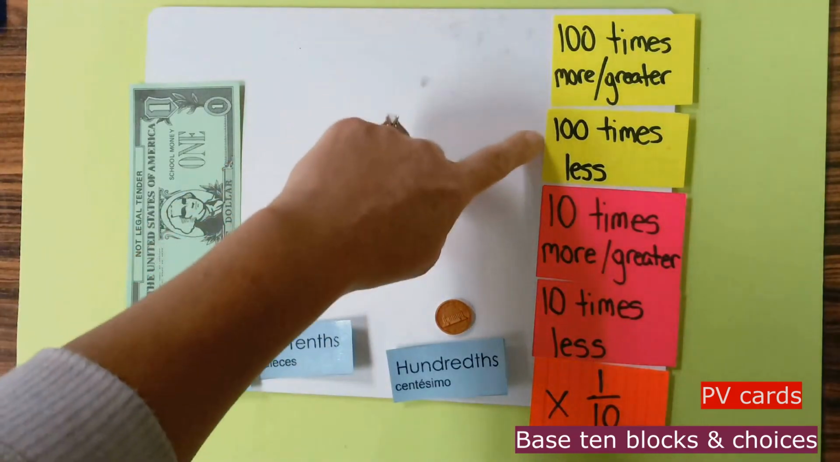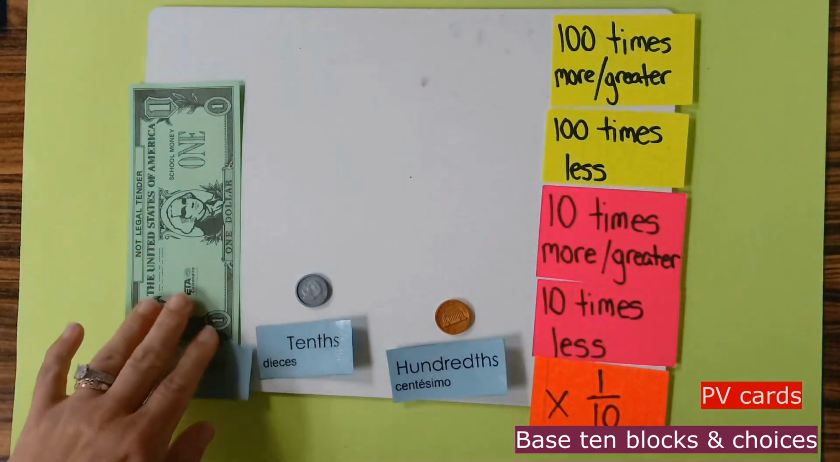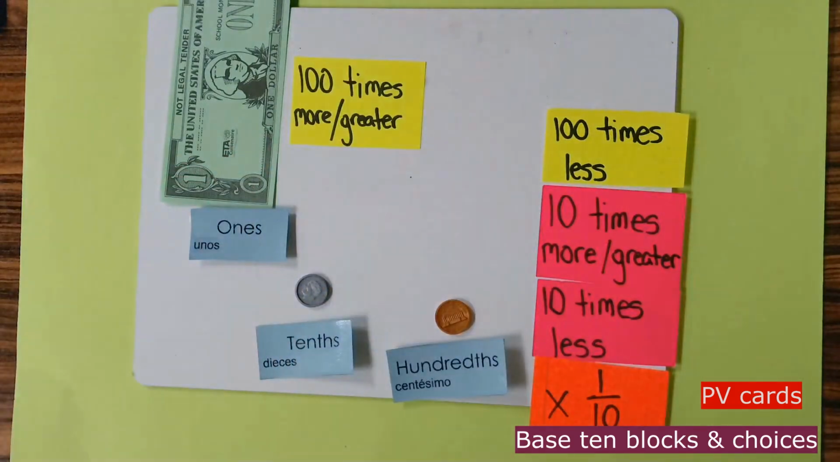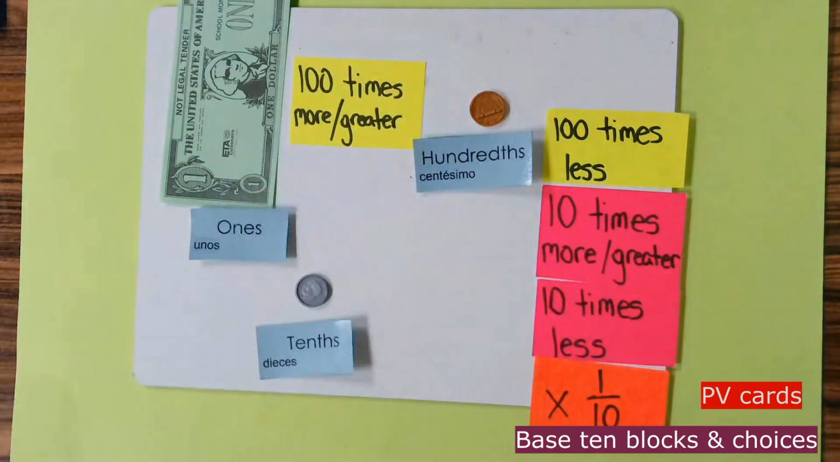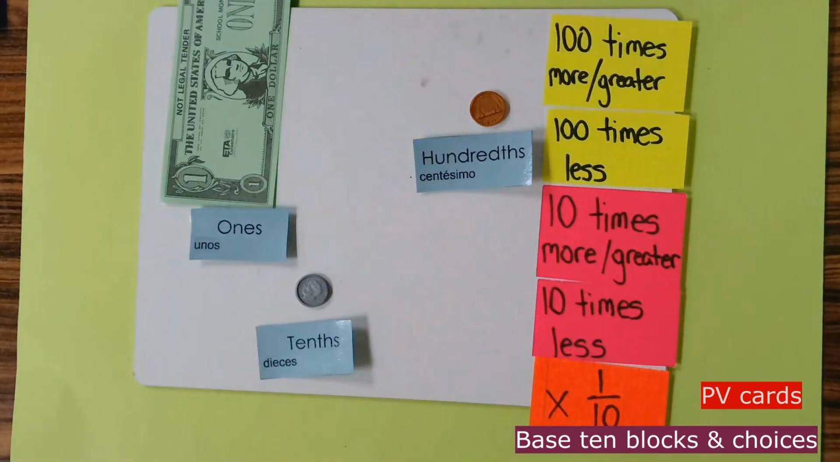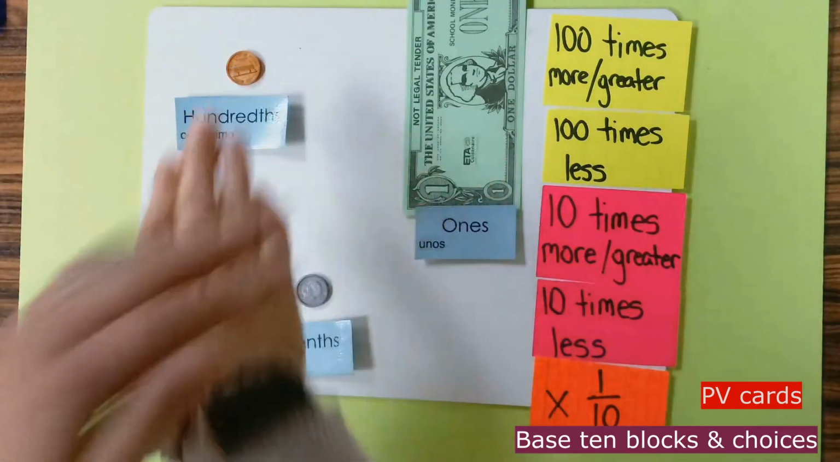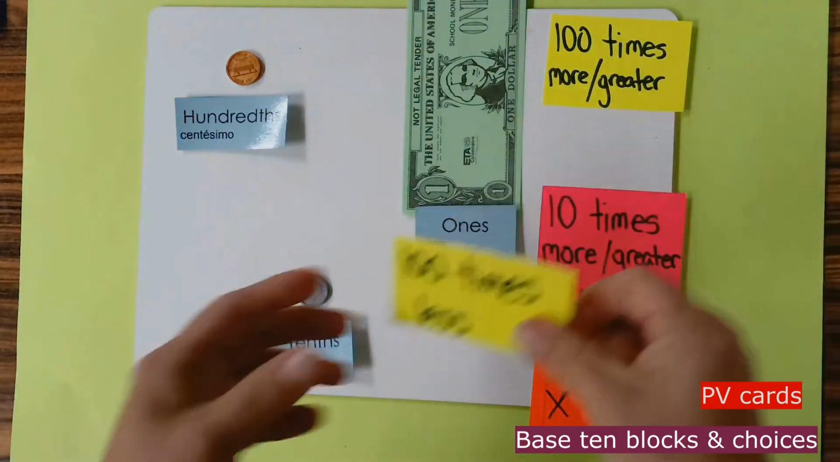Now, in fifth grade, we're introduced to 100 times more or greater or 100 times less. It is based on the understanding that in our place value, it is built off of base 10, which means we need to multiply or divide by 10 to get to the previous or next place value.